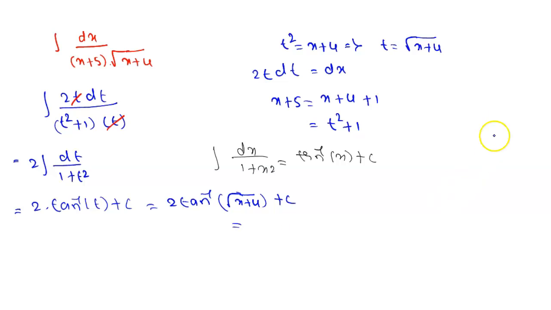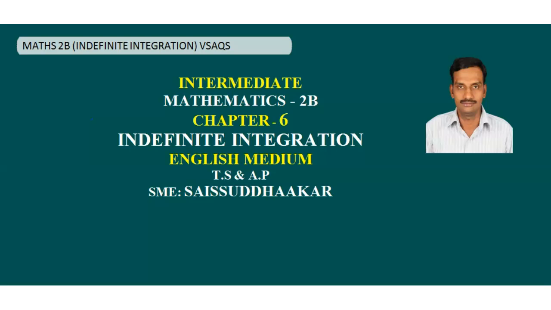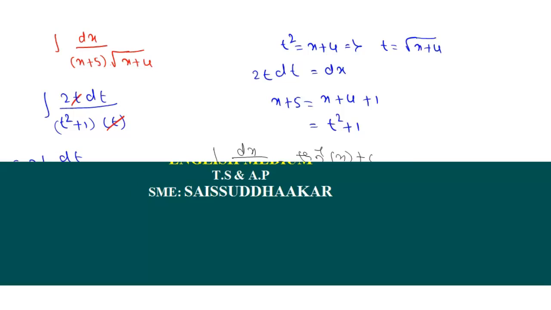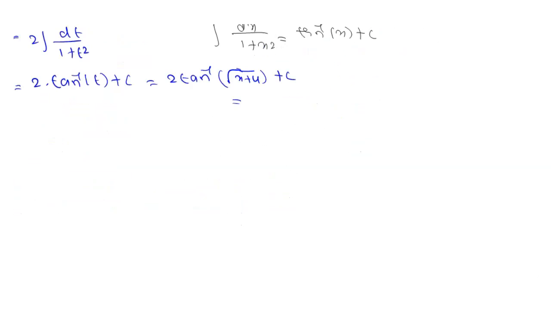Okay. Next. Here the next question is integral root over 16 minus 25 x square dx. Integral root over 16 minus 25 x square dx. This is our question. Okay.